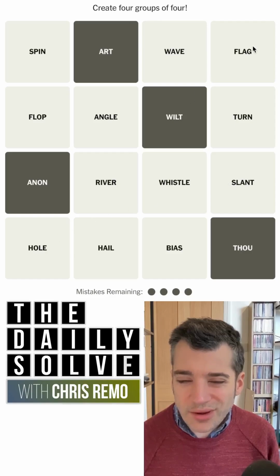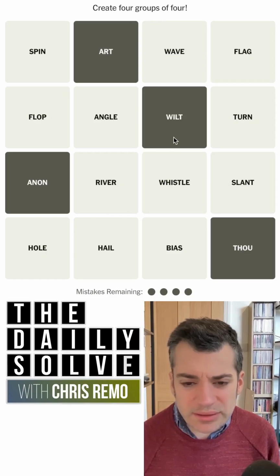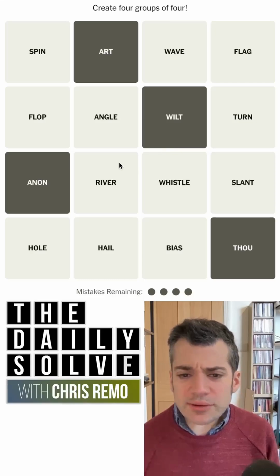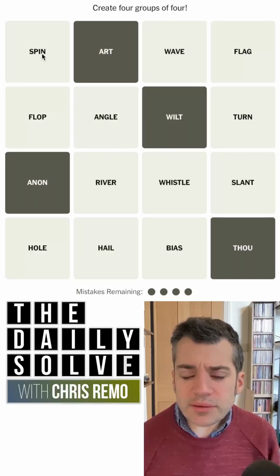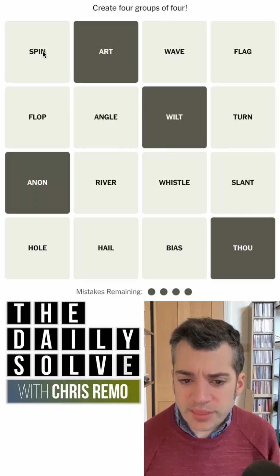Hole and flag, golf, maybe? I don't know. Don't know about that. I don't really see anything. A river, a water feature? Probably not. Okay, so does that leave enough for the spin thing? So spin, I don't know if it does.